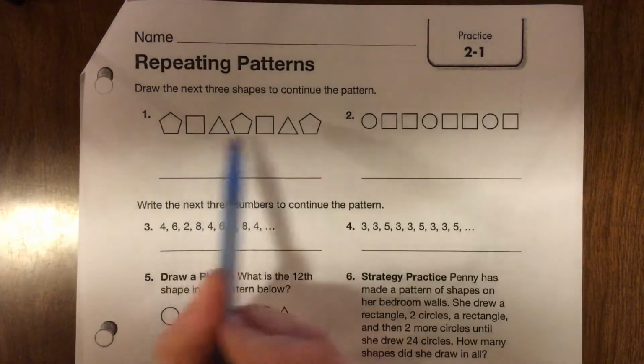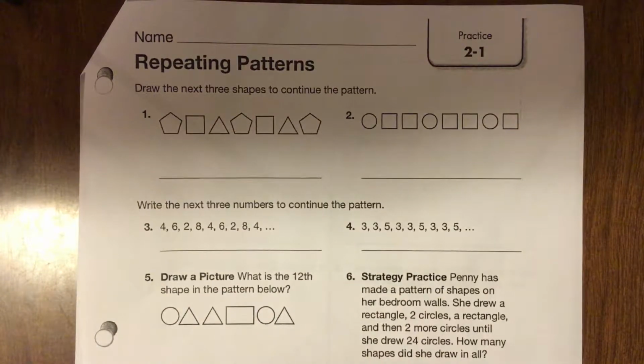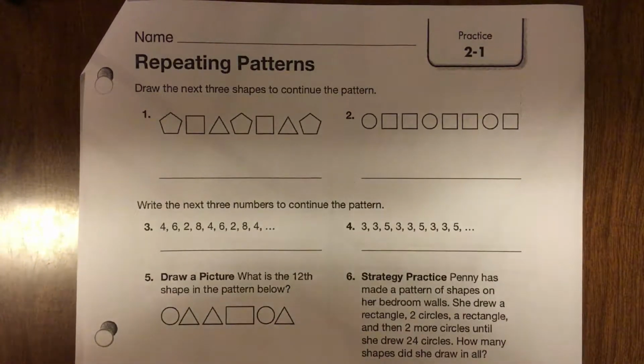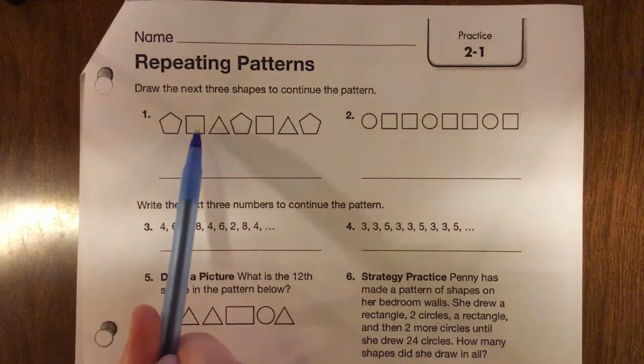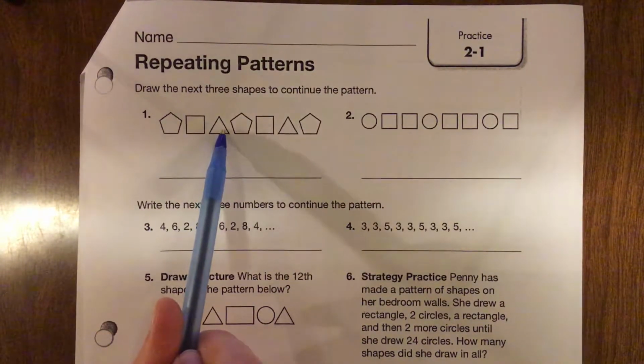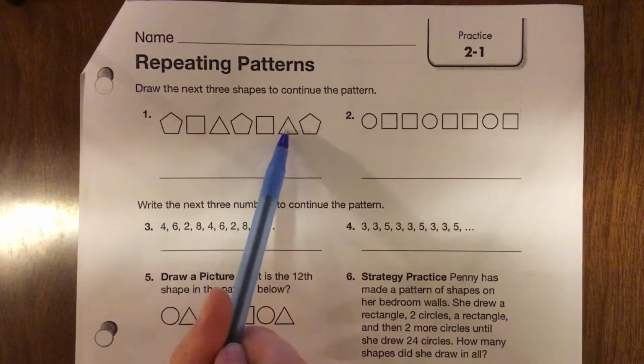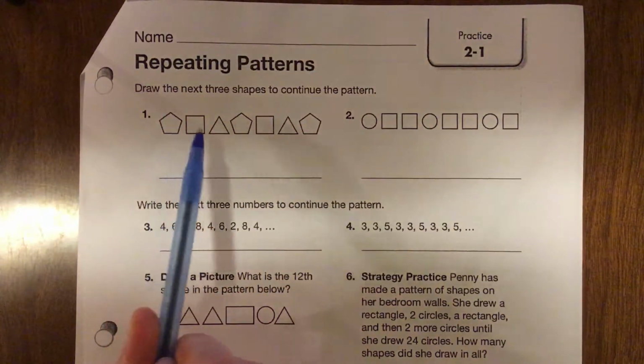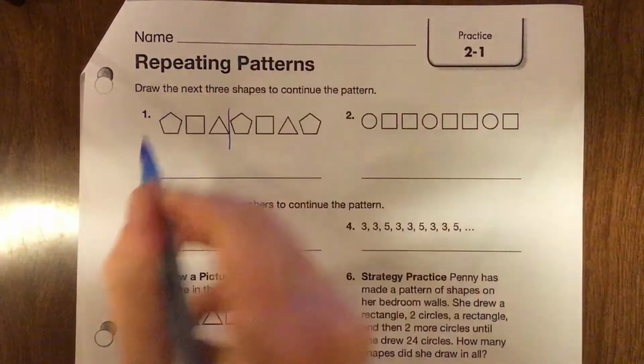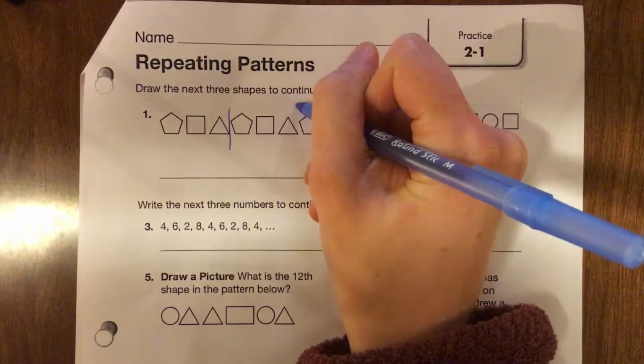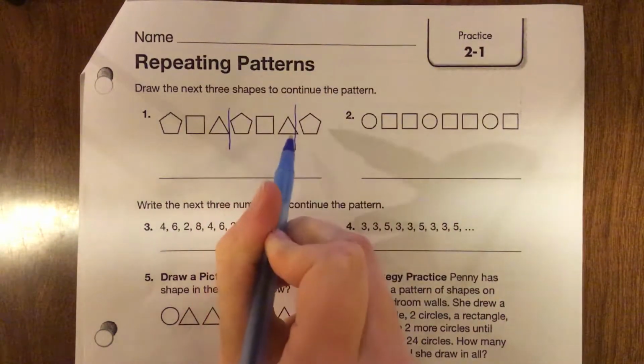So if I see these shapes, the first thing I want to do is figure out the spot where it starts repeating. So I see pentagon, square, triangle, pentagon, square, triangle, pentagon. So it looks like it repeats here, pentagon, square, triangle. And then again here, pentagon, square, triangle.